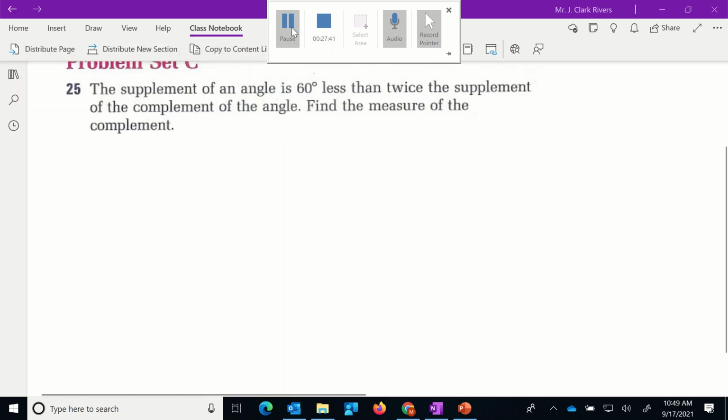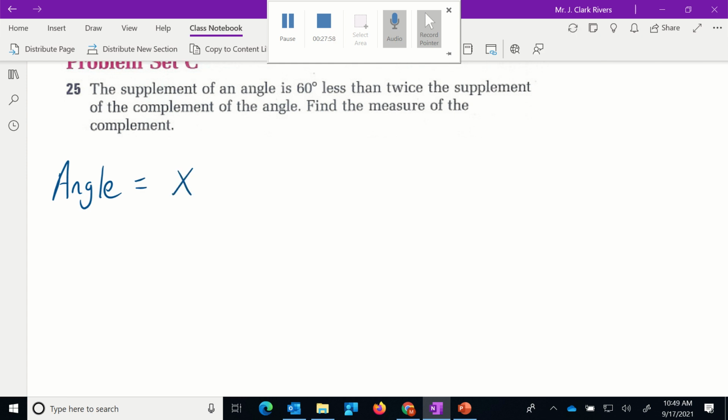This one's a little different to get started, so let me help you out here. Who knows how many angles we're talking about in this problem? Is it 1? Is it 2? Well, let's take a look. We know there's the angle, right? So we'll say the angle is equal to x.